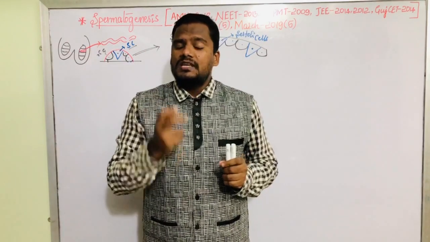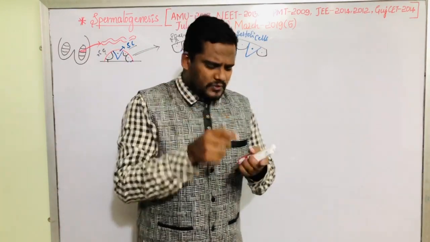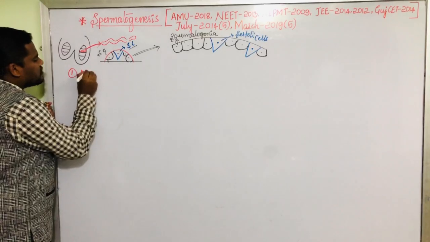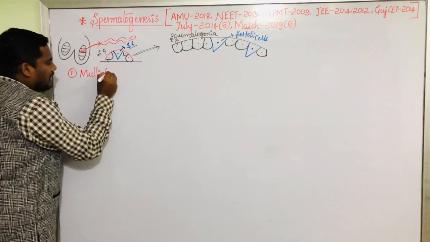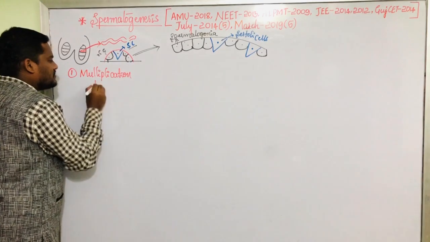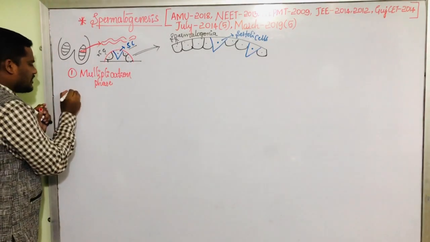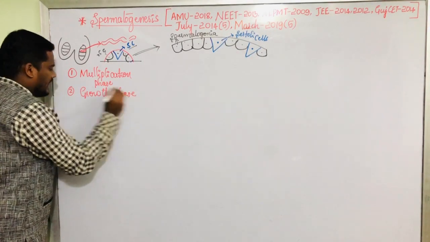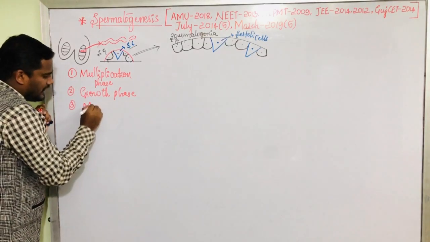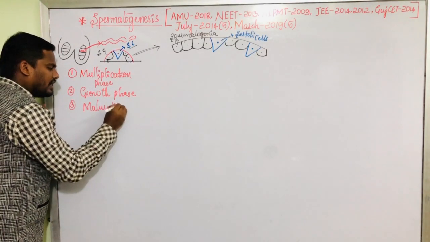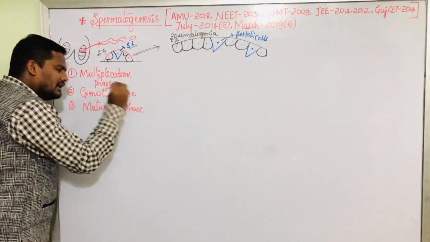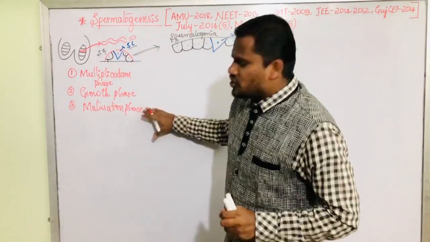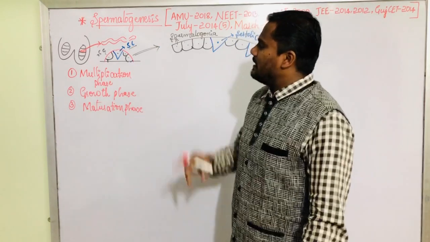Now, to understand the process of sperm formation in the male, scientists have divided the entire process of spermatogenesis into 3 different phases, 3 different steps. Let us talk about the steps first. The first step of spermatogenesis is the multiplication phase. Then the second step is the growth phase. And the third step is the maturation phase. These are the 3 very important steps through which sperm production takes place inside the seminiferous tubules of the testis.